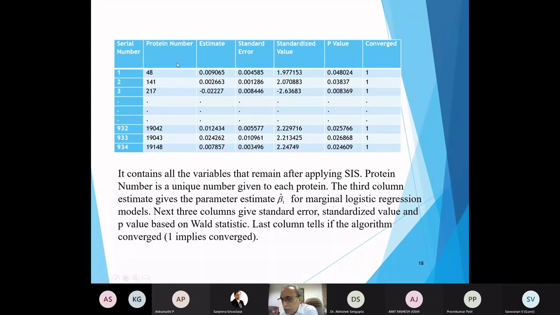What we did was employ the sure independence screening methodology, using logistic regression. And why did I use logistic regression? Because my dependent variable y assumes only two values, 0 and 1. It is not continuous. It is 0 if the patient belongs to the group of healthy individuals, and it is equal to 1 if the patient belongs to grade 4.